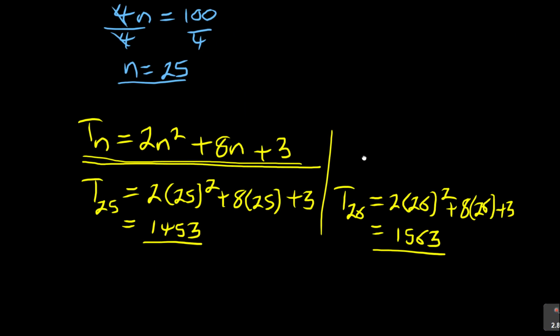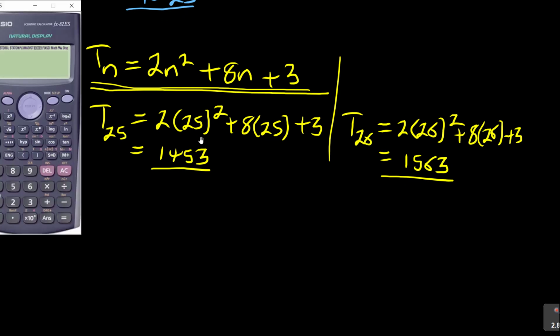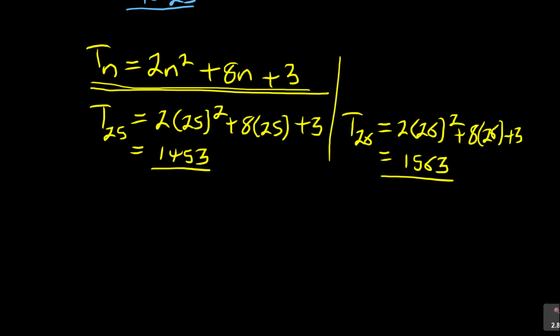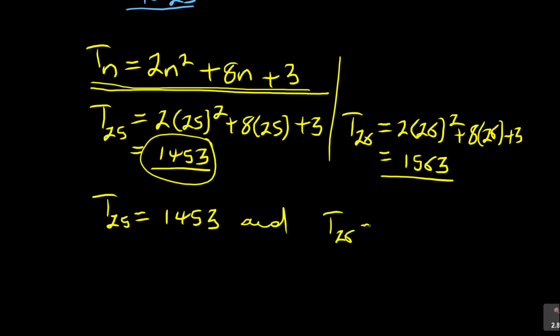Then we can conclude now, just to test it. If we subtract these two terms, T26 minus T25, what will I have? I will have 1563 minus 1453. I must get 110. There it is. So the two terms are 1453. So you can say T25 is equal to 1453 and T26 is equal to 1563. So these are the two answers there.